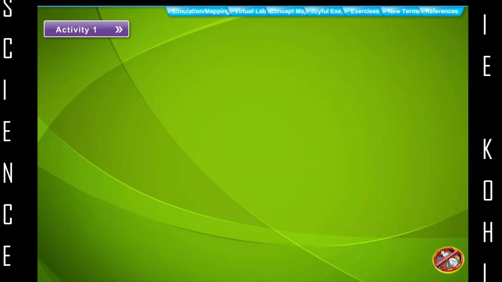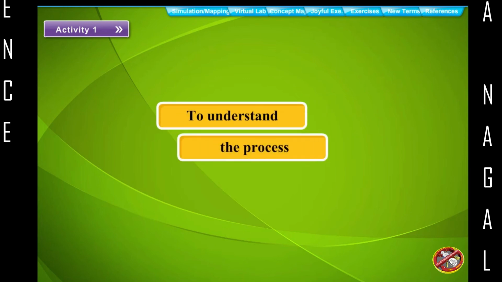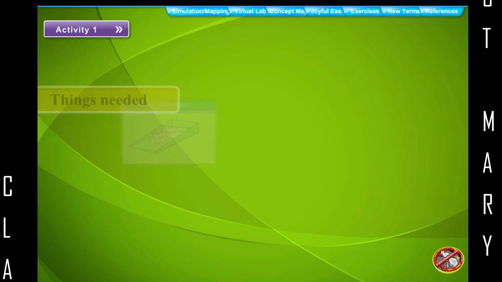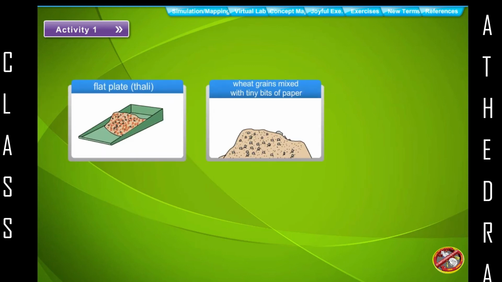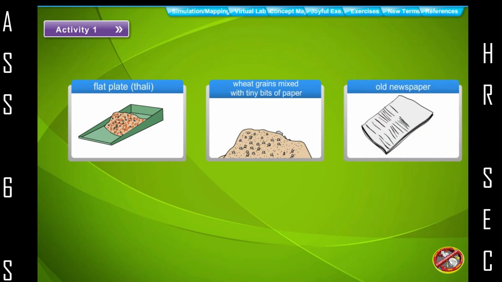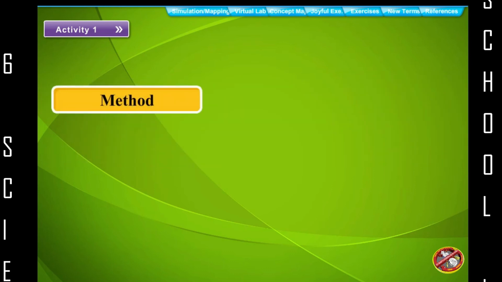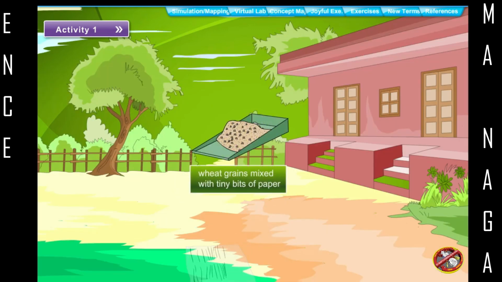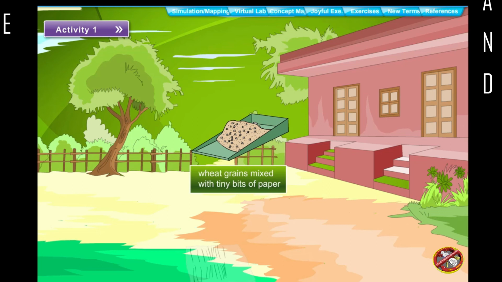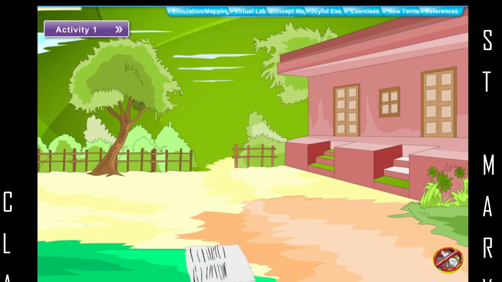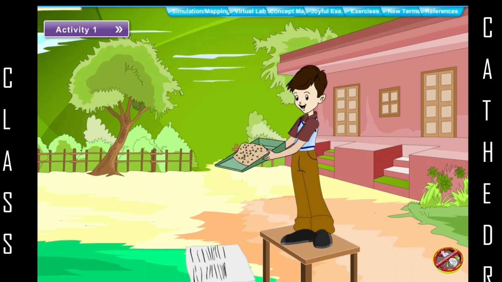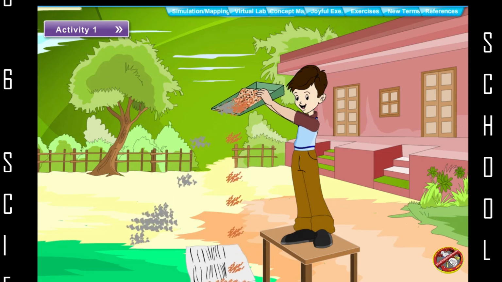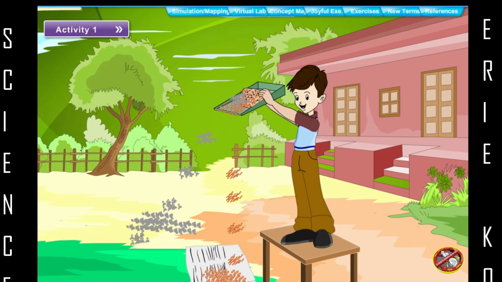Activity 1. To understand the process of winnowing. Things needed: flat plate thali, wheat grains mixed with tiny bits of paper, old newspaper. Method: spread a sheet of newspaper on the floor. Take some wheat grains mixed with the tiny bits of paper in a flat plate. Stand on a chair and allow the mixture of wheat grains and tiny bits of paper to fall down from a height by shaking the plate continuously.